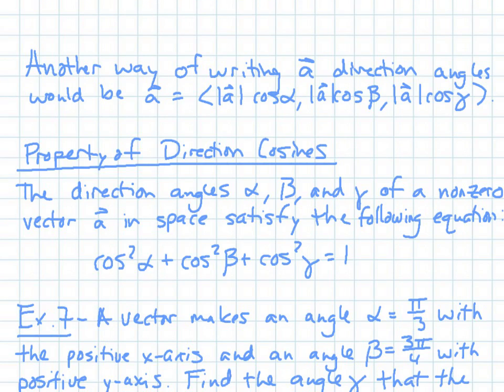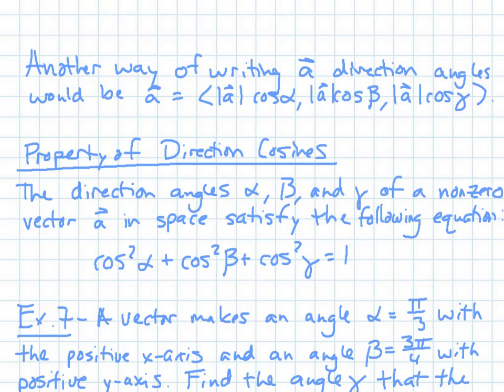Another nice thing is that you can write your vector A using direction angles to help you out. So you can write vector A as the magnitude of A times cosine of alpha, comma, magnitude of A times cosine of beta, comma, magnitude of A times cosine of gamma. That would also be another way of figuring out your vector.